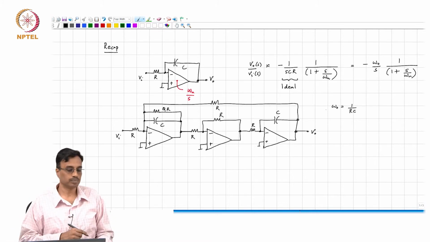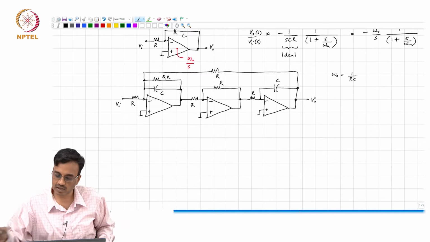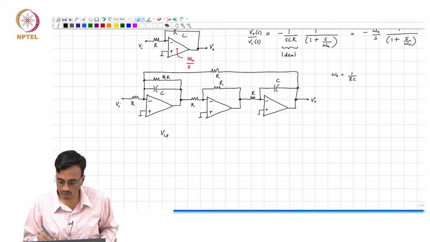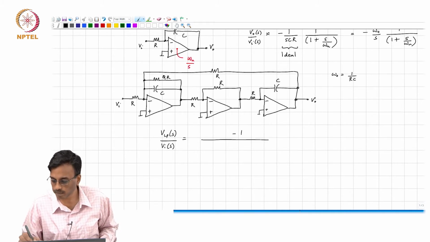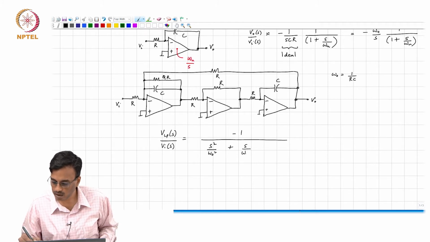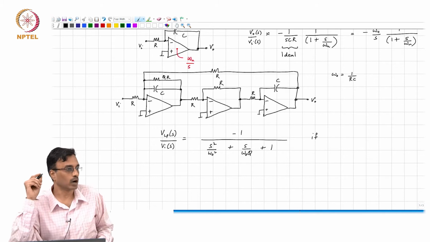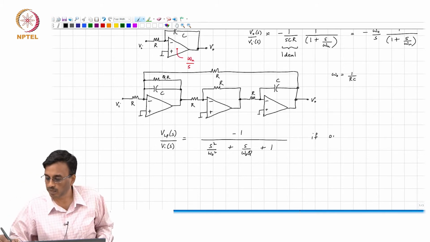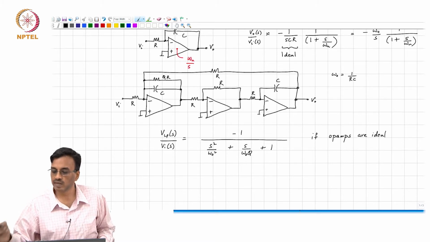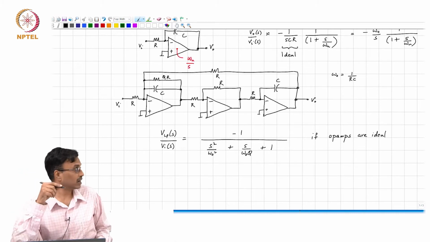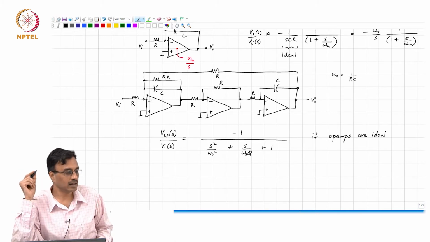quality factor is Q. The low pass transfer function that we get, VLP of S by VI of S, as we discussed, is minus 1 over S square by omega naught square plus S over omega naught Q plus 1, provided what? If the op-amps are ideal. The question now is, oops, our op-amps are not ideal, therefore our integrators are not ideal, and then what will this do to our biquadratic transfer function?